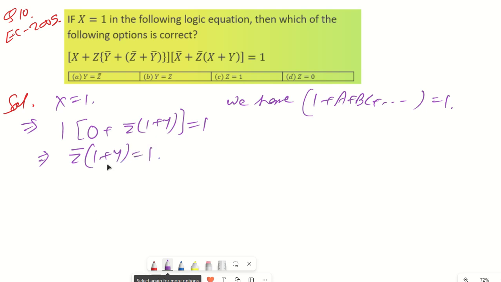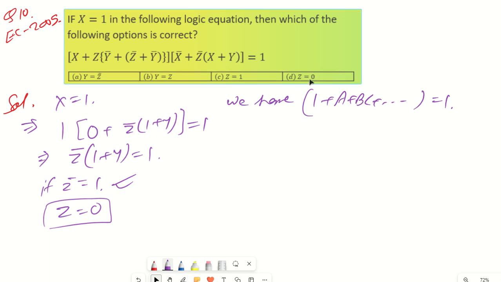So in what case will this expression be valid? Whether y is 0 or 1, that doesn't matter at all. So only the value is z bar. If z bar is 1, then only the expression will be 1, right? So if z bar is 1, then only it is correct. In that case, what will be the value of z? That will be 0. So the logic of z will be 0. So option D is correct.